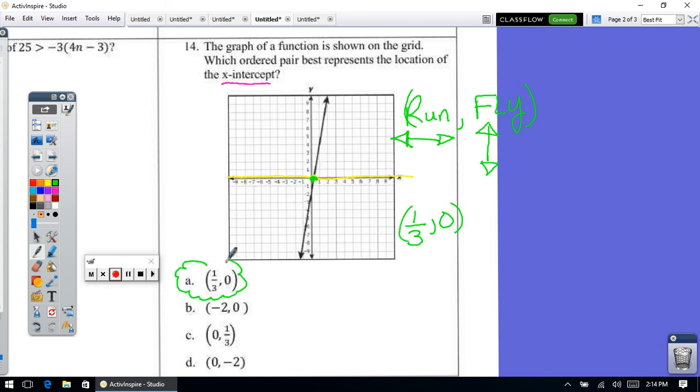Our answer is A. If I plotted answer B, that says run to the left 2 and fly 0. Fly 0 means just stay right there. That's not where that line crosses the x-axis. Look at letter C. Letter C says run 0 and fly up a fraction. Well, that would be up there. And letter D says run 0 and fly down 2. And so our answer is A.